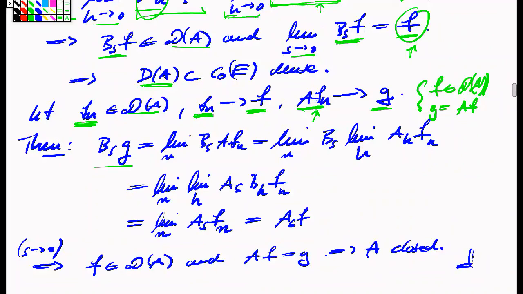Then, by continuity of the B_s operation, the g, as we know that g is the limit of the A f_n, we can write g as the limit of the A f_n, and then we can take the limit outside of the B, because B is a continuous operator.